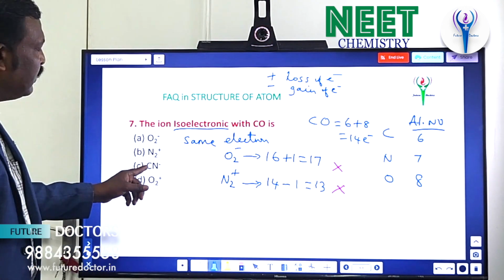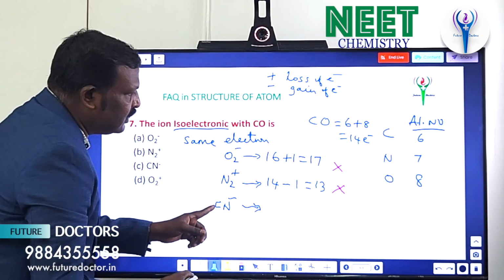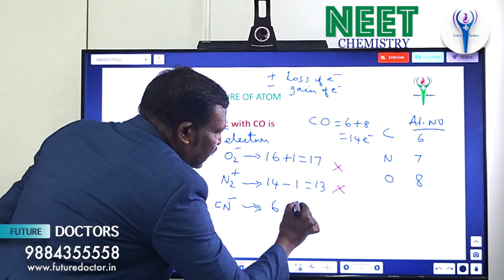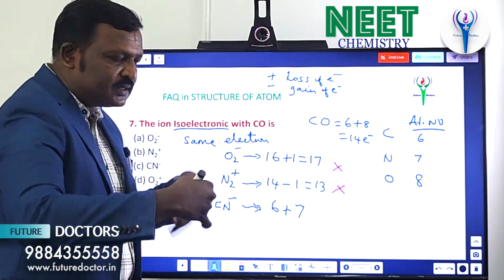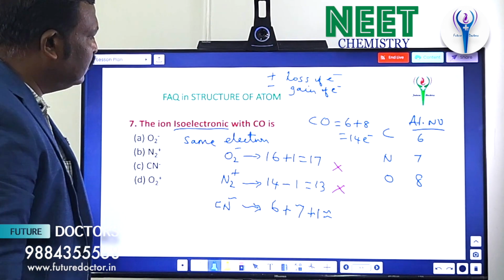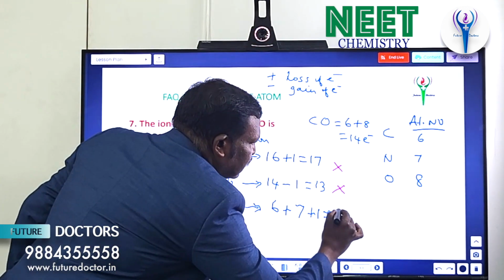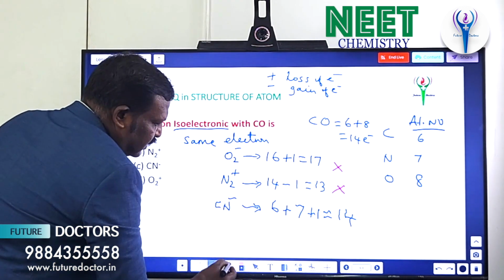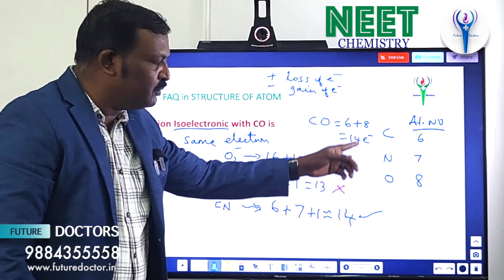Okay. Next one. CN minus. See, CN minus. C is what? 6 electrons. Plus N is what? 7. Minus 1 minus is there. 1 minus means 1 electron gain. One electron extra it has. Okay, so plus 1 also I put. Understood? Now we add all this. How much? 8 plus 6, we have 14. Okay, so 14. This only matches with this one. So understood? So this one is the correct one. Okay, understood? Because these two are same, no? This one is the correct one.